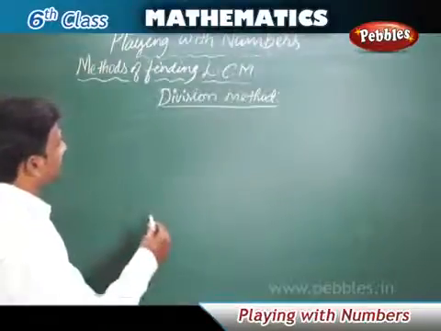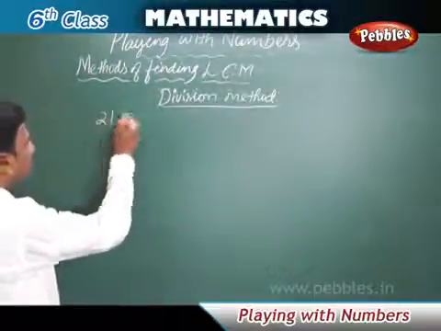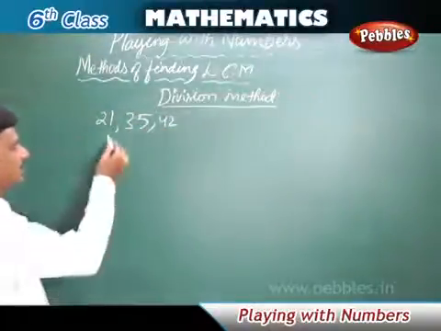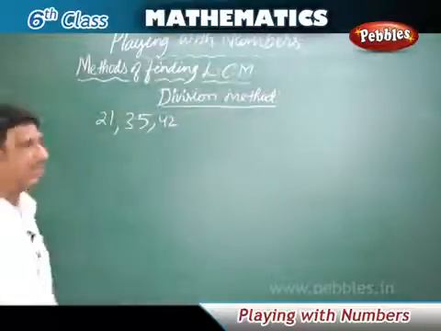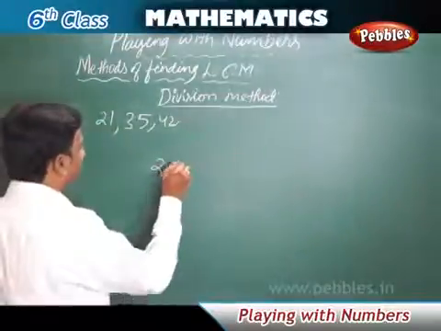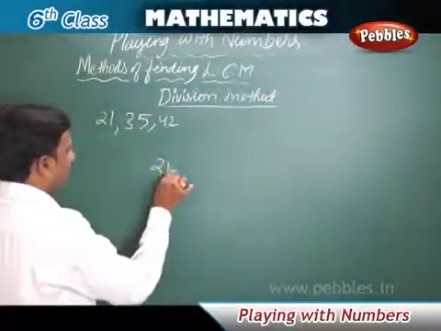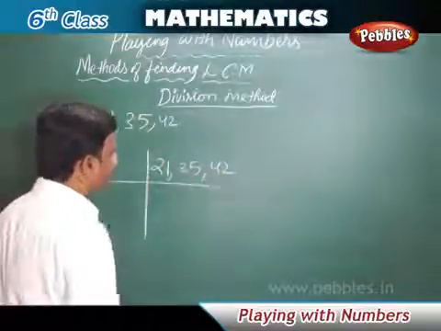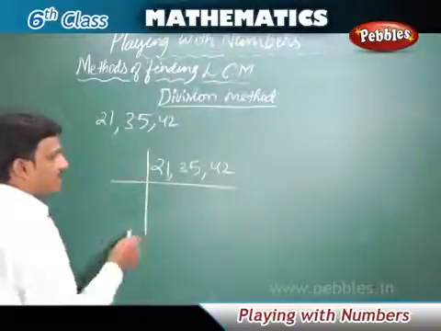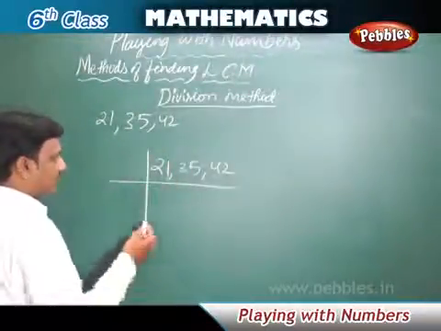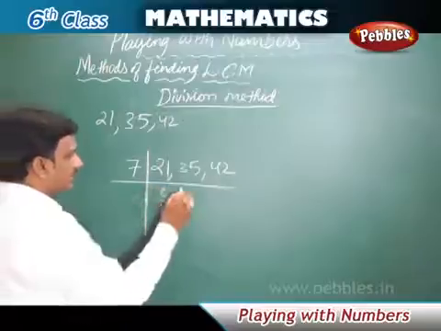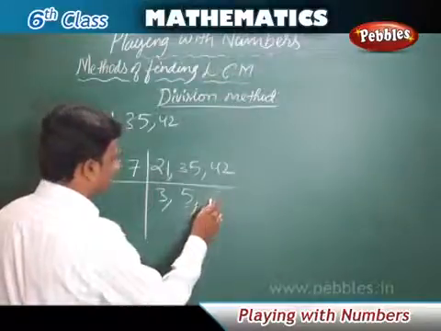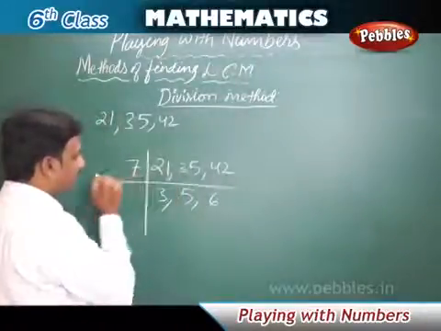Let us find the LCM by the division method. We have 21, 35, 42, these three numbers. Now we have to find out the least common multiple of these numbers. Let us find the LCM in the division method. First write these numbers horizontally. Now take a least prime number which divides at least two of the numbers given. We take 7. 7 3s are 21, 7 5s are 35, and 7 6s are 42. So here 3 numbers are divisible by 7.